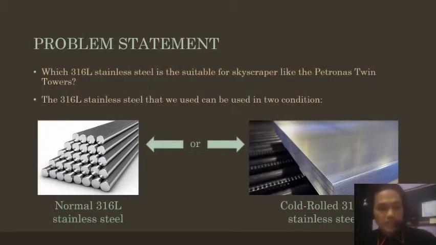Okay, next, the problem statement is: which 316L stainless steel is suitable for a skyscraper like the Petronas Twin Towers? There are two conditions of the 316L stainless steel that can be used in this project, which are normal 316L stainless steel and cold roll 316L stainless steel.